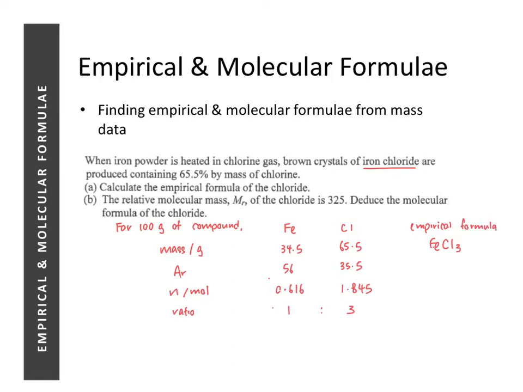Okay, so there is a part B to this question. In part B, you are given the relative molecular mass of the chloride, and using the relative molecular mass, we are supposed to deduce the molecular formula. Remember, in part A we only got the empirical formula. So how do we find the molecular formula given the relative molecular mass? We need to go back to the definition of empirical and molecular formula.